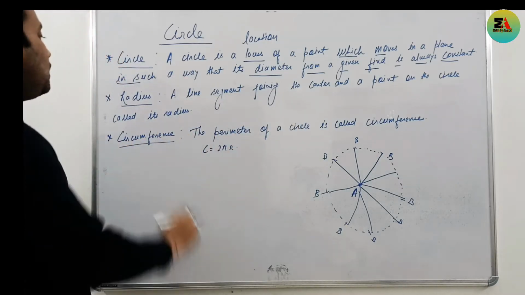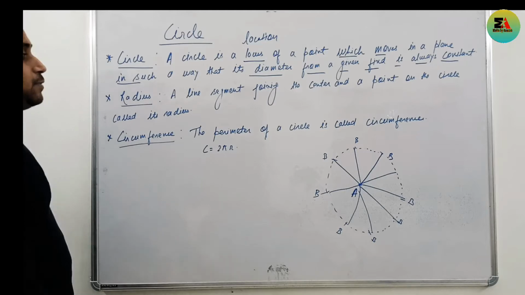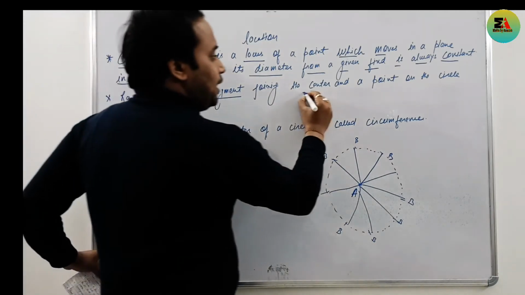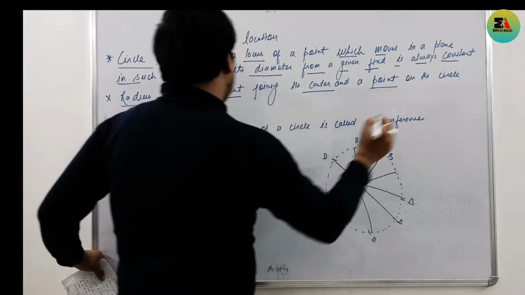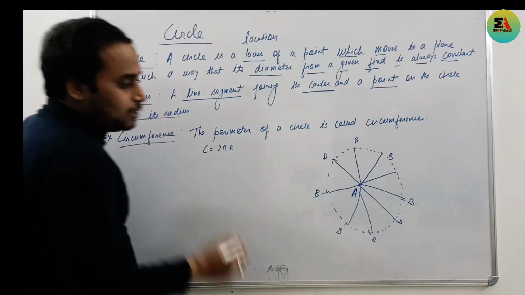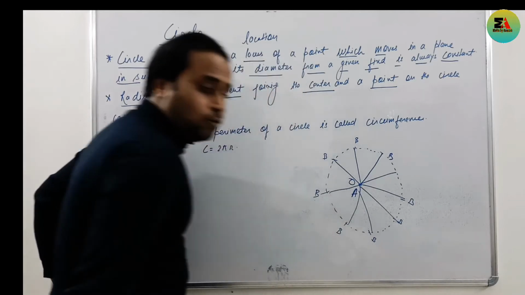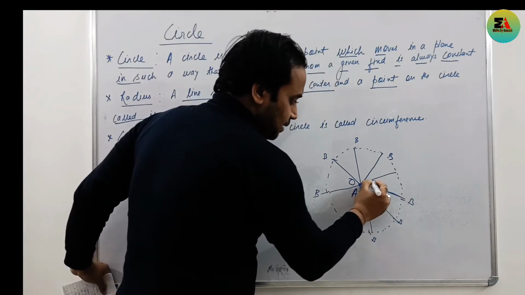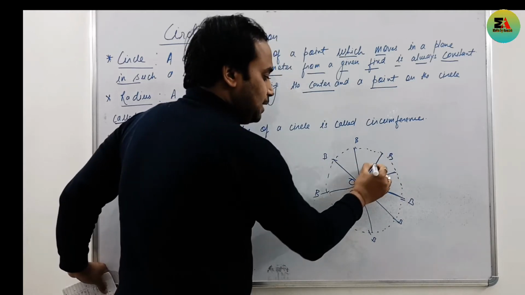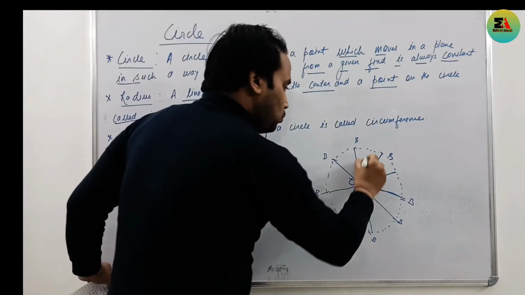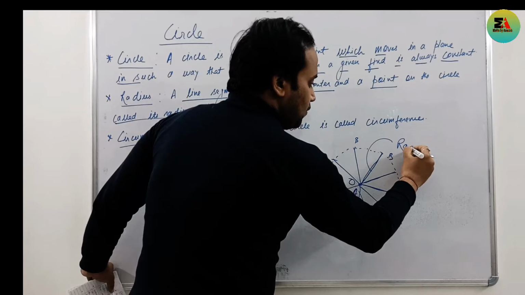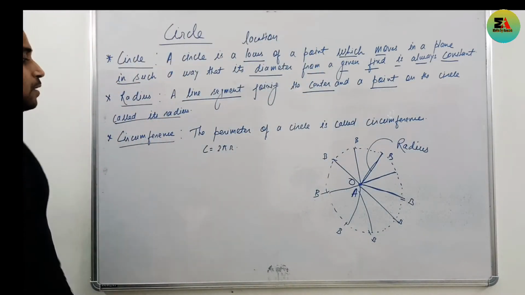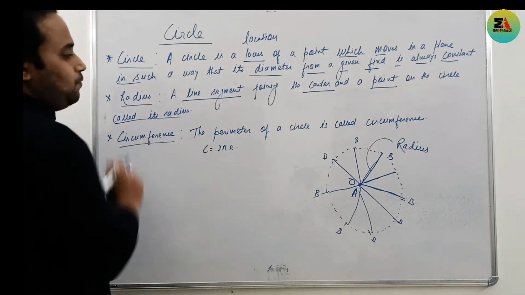Clear? Now next we talk about radius. What is radius? Radius is a line segment joining the center to a point on the circle. Suppose this is the center O. This line segment joins another point on the circle. It is known as the radius. Clear?